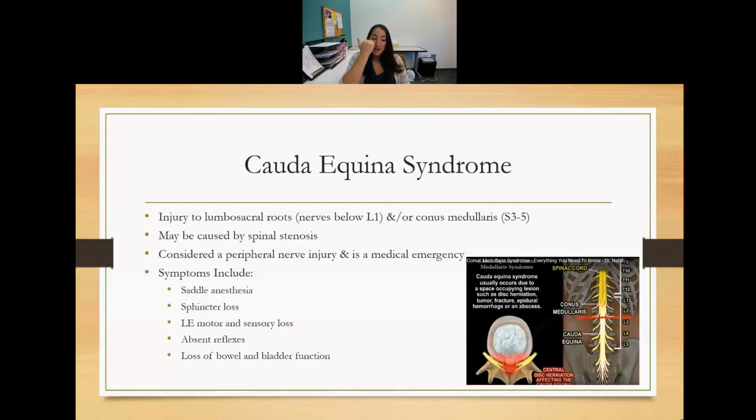Then the legs lose motor and sensory function, so inability to use the leg muscles, and to feel what's going on in the legs. Absent reflexes, and then this is the key, loss of bowel and bladder function. I say this is the key because this is typically the red flag that tells us the person has Cauda equina syndrome and what kind of gets them interested in going to a neurologist in the first place.